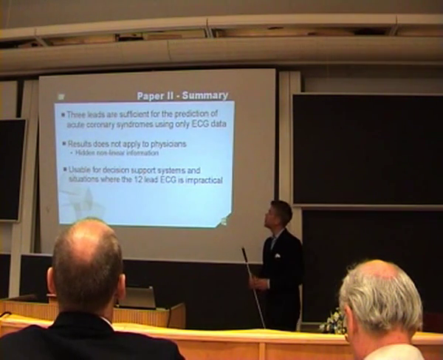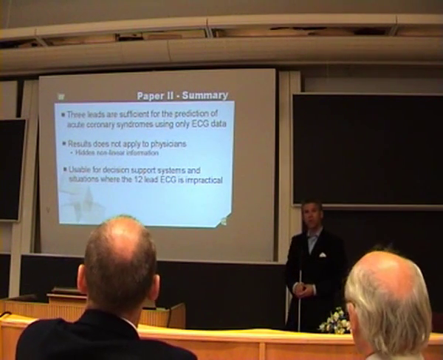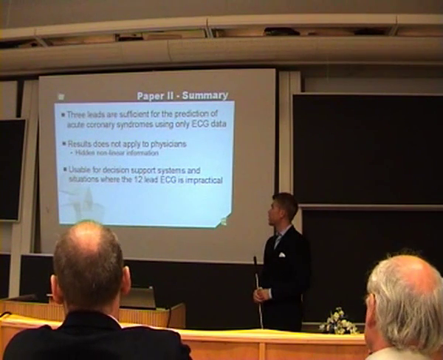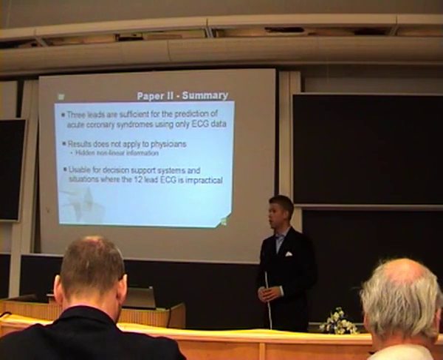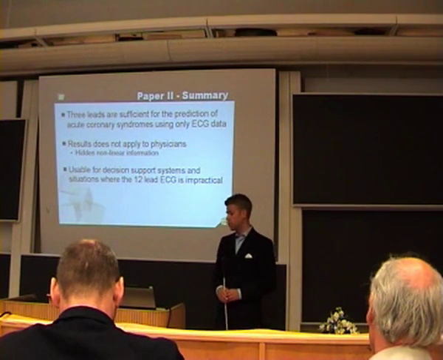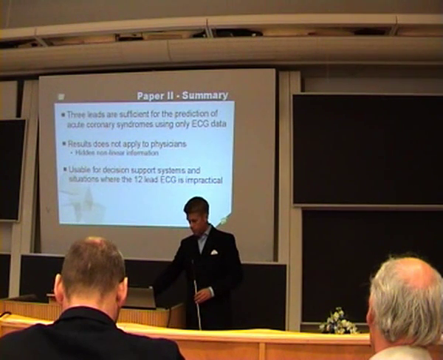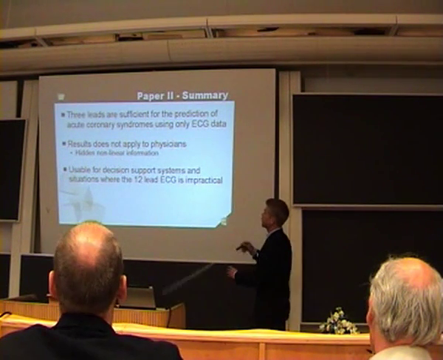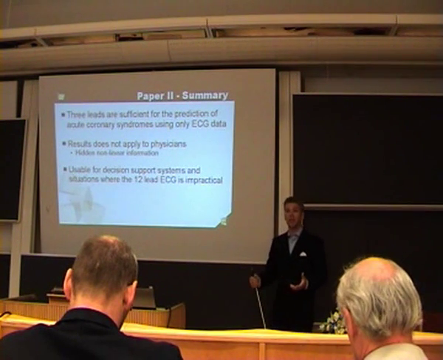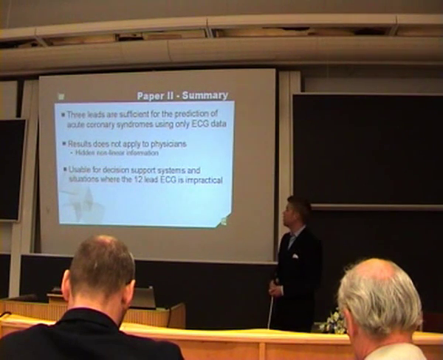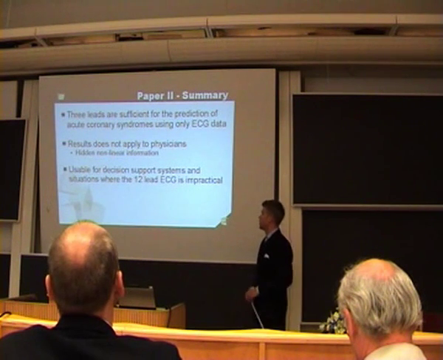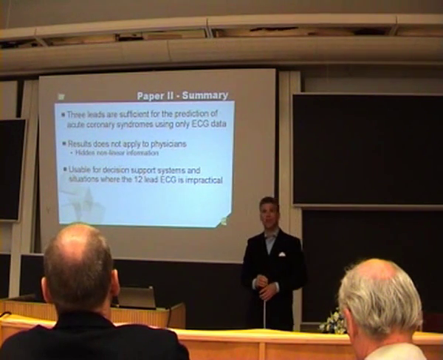So in summary, 3 leads are actually sufficient for the prediction of acute coronary syndrome. And this is a major improvement, of course, because instead of attaching 10 electrodes, you could do with 4 plus 1, so that's 5, which is much better, of course. And important here is that this result does not apply to physicians, because like I said before, artificial neural networks are very good at finding nonlinear information that is hidden from the human eye. But it is useful for decision support systems and situations where the 12-lead ECG is impractical, where you have access to computerized interpretation.